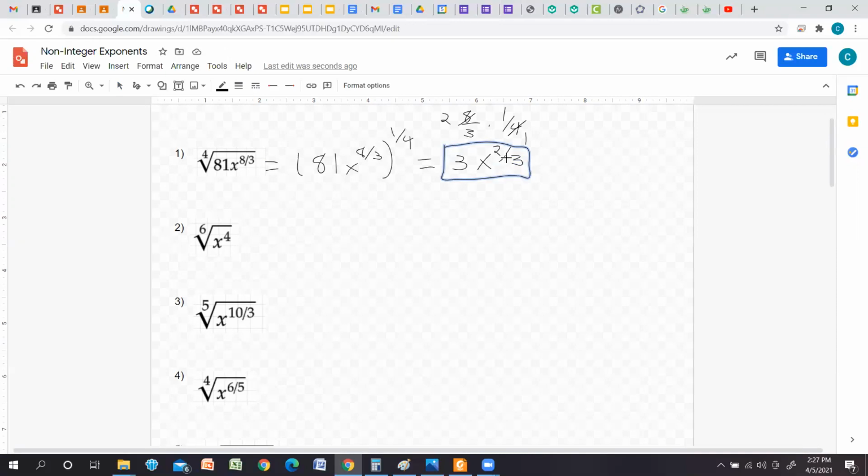It's just applying our basic principles of exponents and just knowing to change radicals into exponents.